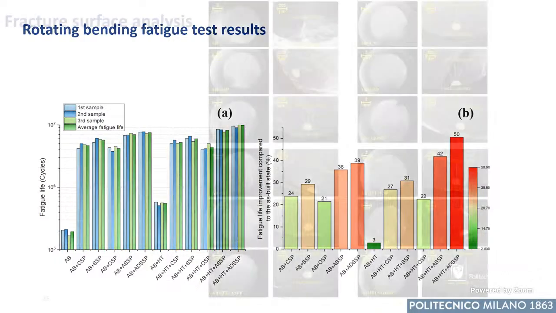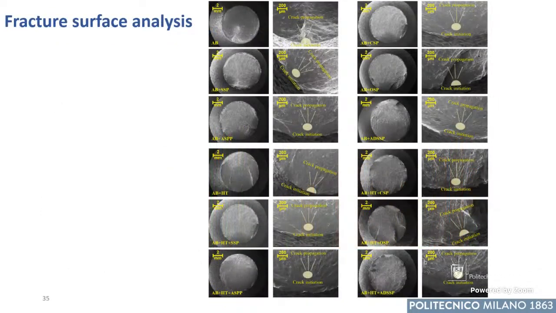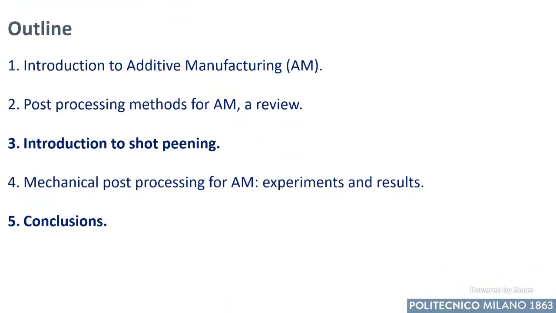And indeed, the treatment is able to shift the crack initiation point. In the as-built material, the crack initiation point is at the surface. While, if you are using the shot peening treatment, we see that the crack initiation point is deeper and deeper with respect to the treatment we have used. And also the heat treatment is not affecting the position.